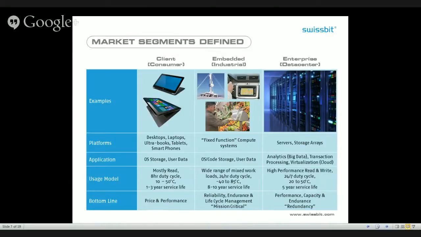And lastly, the bottom line here is about reliability, endurance, and life cycle management. These systems are typically considered mission critical. If the system fails because of the SSD, then that fixed function compute system doesn't work, and there's a quality of service problem in the field for the customers.